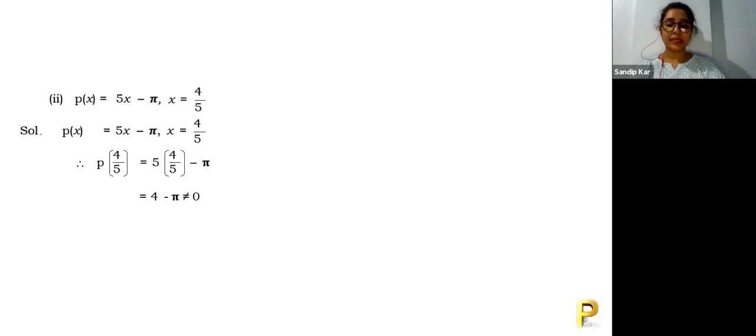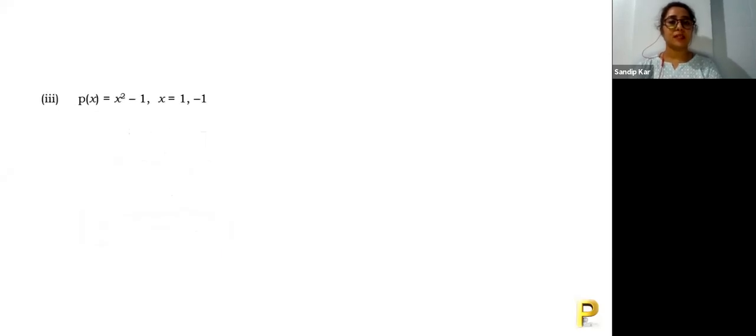And this is not equal to 0. Therefore, for p of x is equal to 5x minus pi, x is equal to 4 by 5 is not the 0 of the polynomial given. So 4 by 5 is not a 0 of p of x. Okay, so this is what you have to find simply. If you get the answer as 0, that is the 0 of the polynomial. If you don't get it as 0, it is not the 0 of a polynomial. Okay.